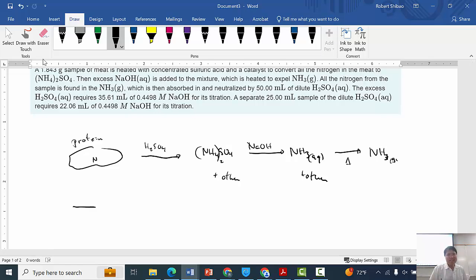And this happens in, I'm going to do this in 2 steps here. Then we take the ammonia gas and add water to that, and that's going to form ammonia aqueous. Okay, so this should be pure aqueous ammonia. And then we add sodium hydroxide. Are we adding sodium hydroxide? Let's see what we're adding here.